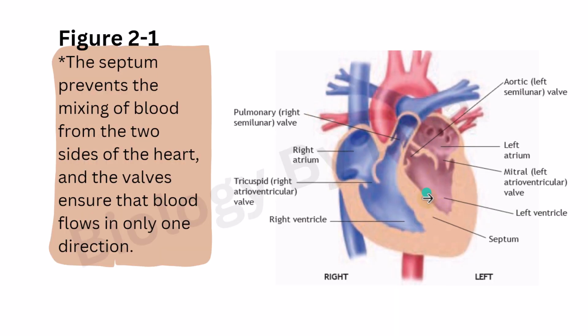Figure 2.1, this figure is in your book. The septum, as we said, is this wall that divides the heart into two parts, left and right, and it prevents the mixing of blood from the two sides of the heart. And the valves, we said, ensure the blood flows in one direction. They prevent the flowing back of blood in another direction.